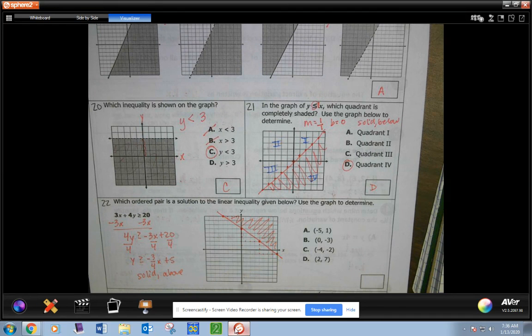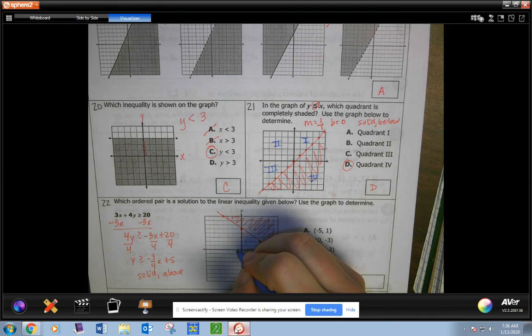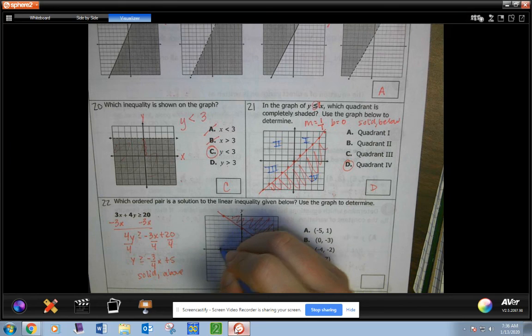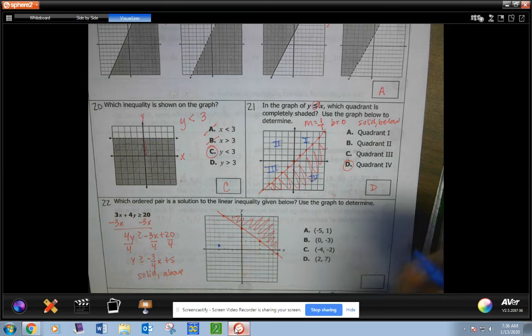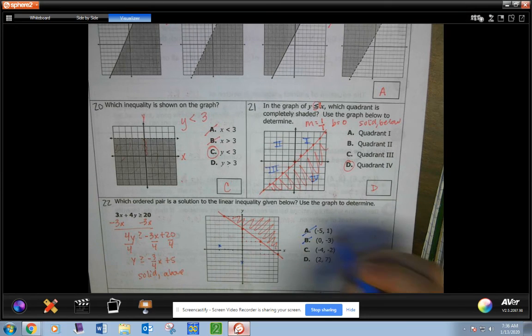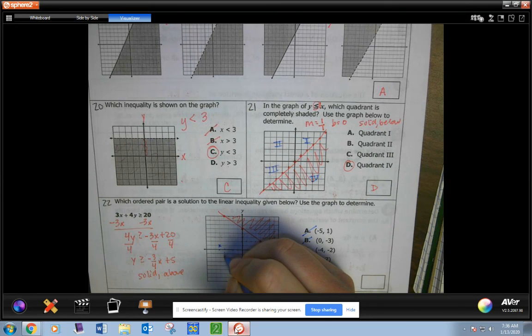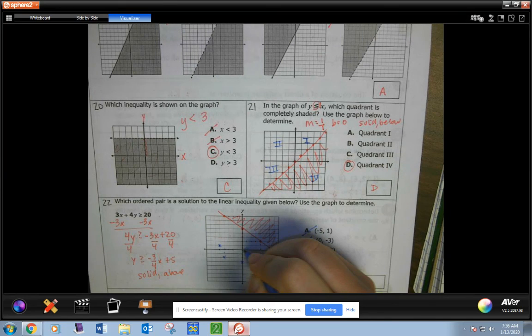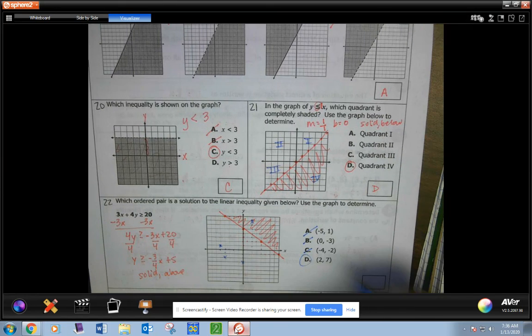So now I check my points. Is negative 5, 1, that's not in the shaded. 0, negative 3, not in the shaded. Negative 4, negative 2, not in the shaded. And then 2 is in the shaded. So D is my answer.